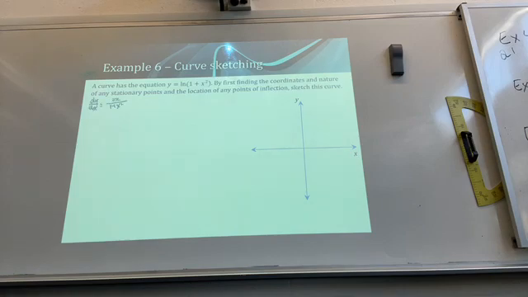Let's start off with finding dy/dx. So for the stationary point, dy/dx equals 0. You know that 1 plus x squared cannot be 0, therefore 2x has to be 0.